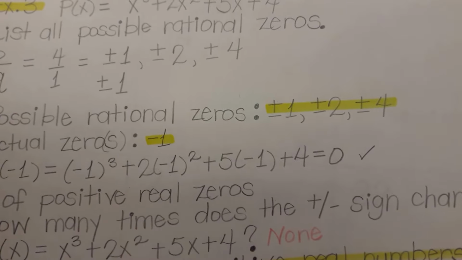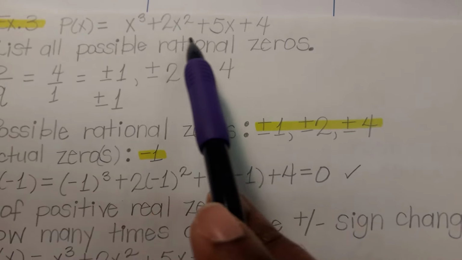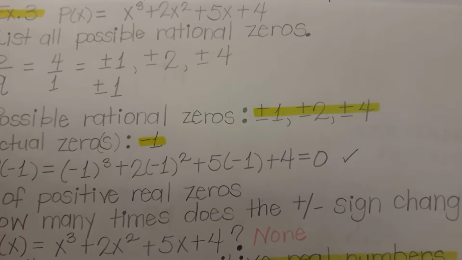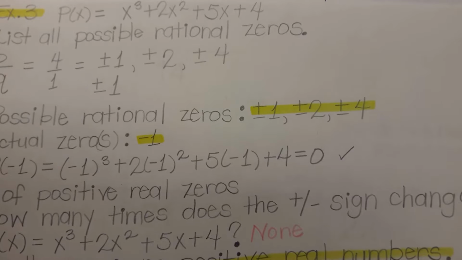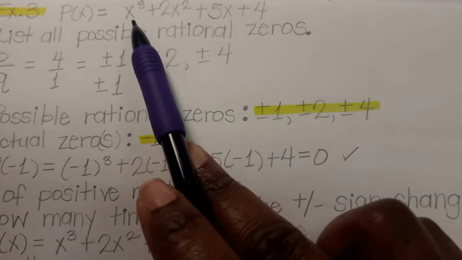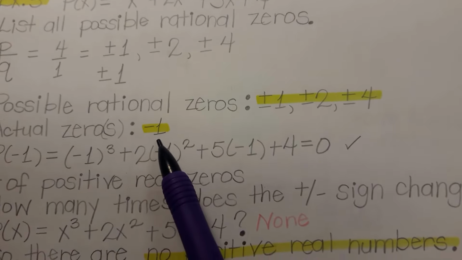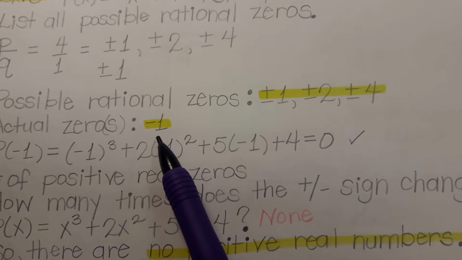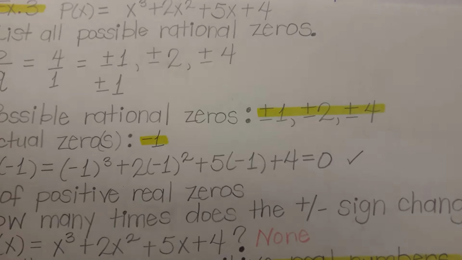My actual zeros, though, multiple ways you can do this. You can graph this equation, and you can tell me where does it cross the x-axis. Wherever it crosses the x-axis, that's my actual zero. So if you just input this equation, you'll see that the only place it crosses the x-axis is at negative 1. Okay?